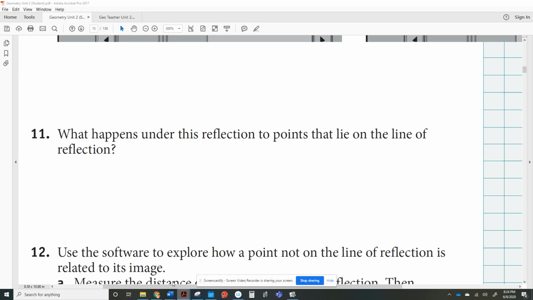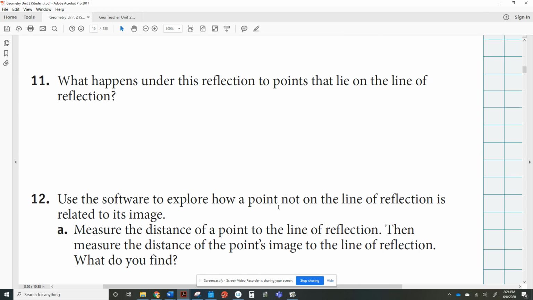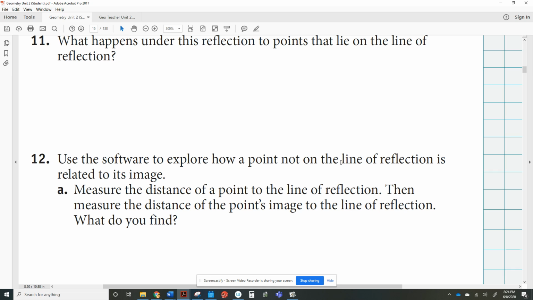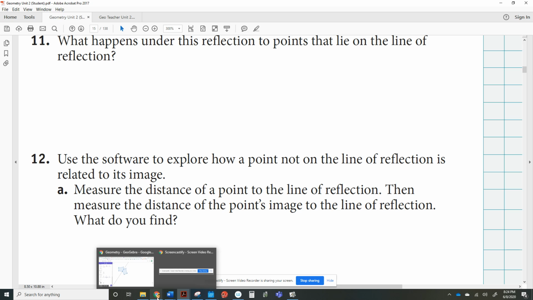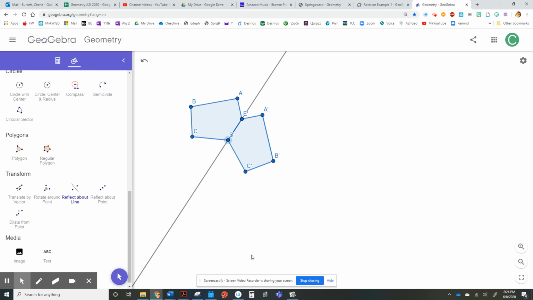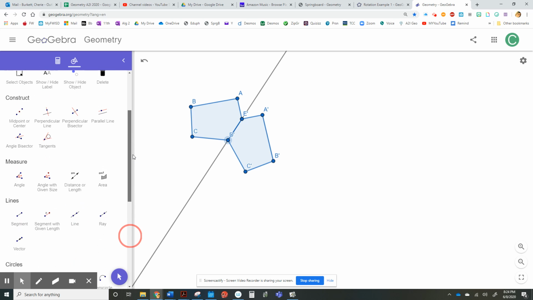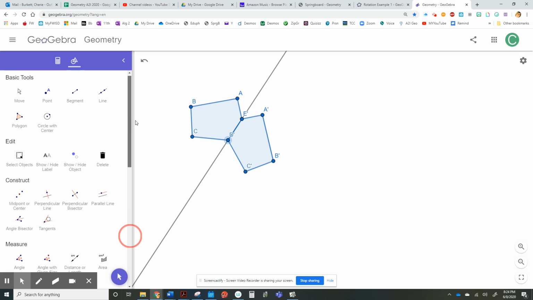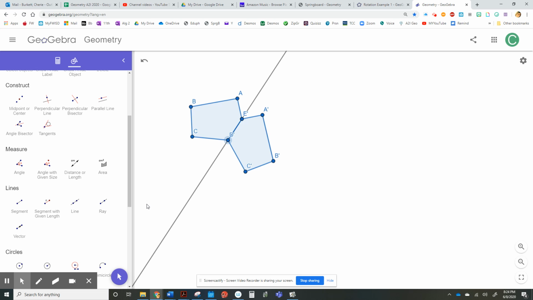Okay, the next question, I believe, says use the software to explore how points not on the line are related to the image. And it tells us to measure the distance of a point to the line of reflection. So GeoGebra will find a distance for us. So we just have to come up here and we want to measure a distance or length. So we're going to measure the distance from C to the line.